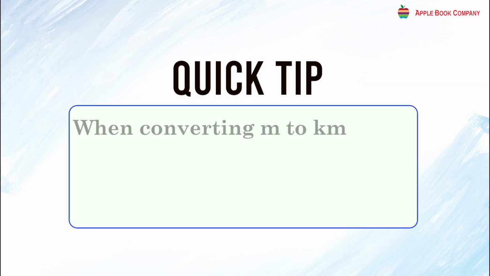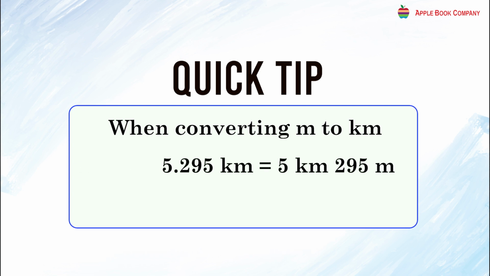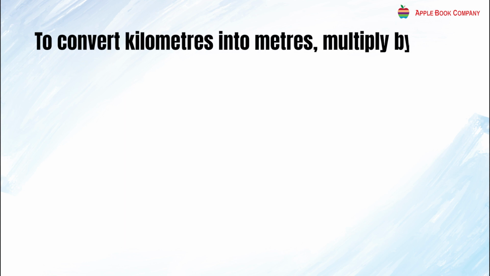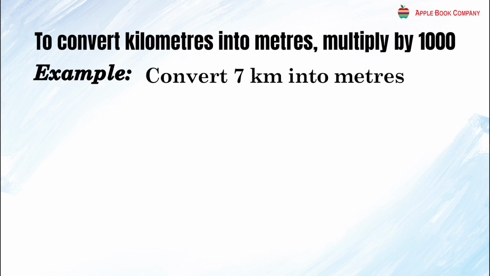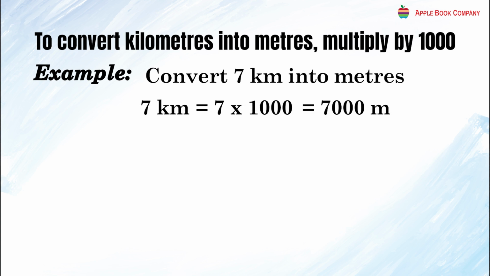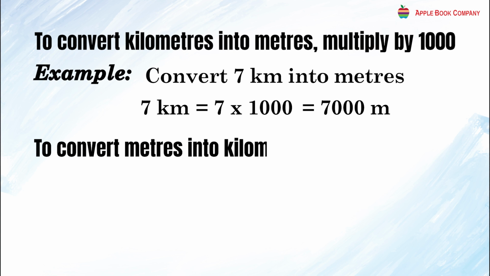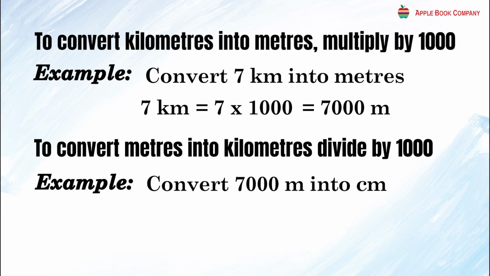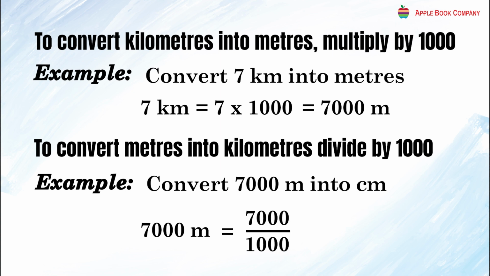Quick tip: when converting meter to kilometer, the last 3 digits represent meters while the remaining digits represent kilometer. So to convert kilometers into meters, multiply by 1000. Example, convert 7 kilometers into meters. 7 km is equal to 7 into 1000, which is equal to 7000 meters. To convert meters into kilometers, divide by 1000. Example, convert 7000 meters into kilometers. So 7000 meters is equal to 7000 by 1000, which is equal to 7 km.